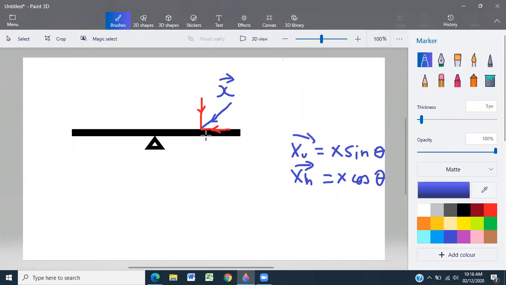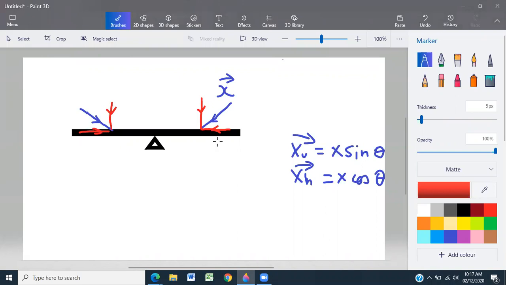Now let's analyze. If this system were in equilibrium, there would have to be some sort of counterforce here, opposing this. Some force like this, maybe, opposing this, and of course it would have its corresponding vertical and horizontal components.